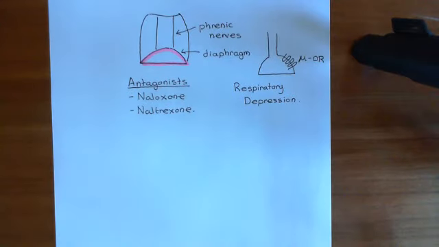Right. So now we've discussed ligands, we've discussed agonists, full agonists, partial agonists, and antagonists. In the next video, what we now want to discuss is how opioids have their analgesic effects.